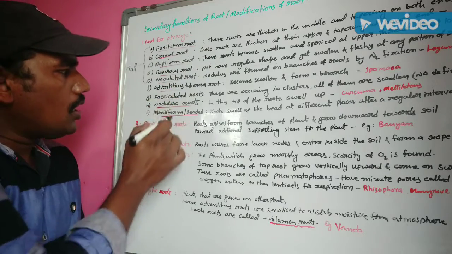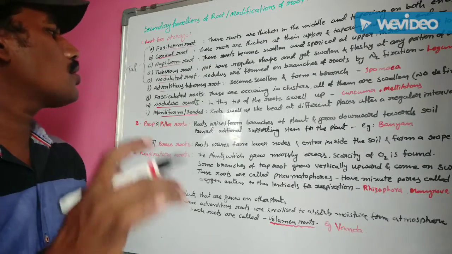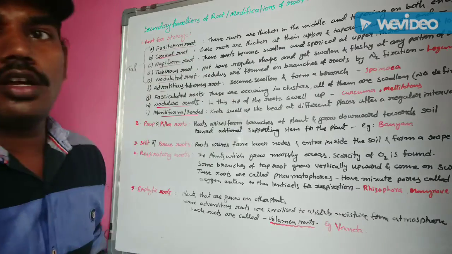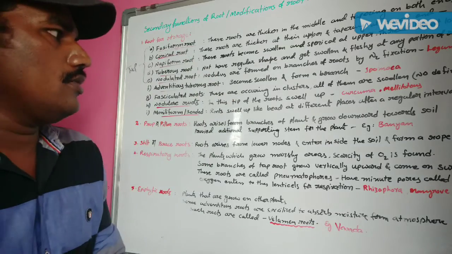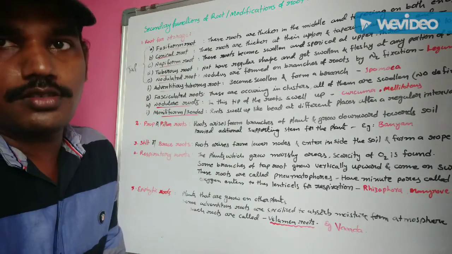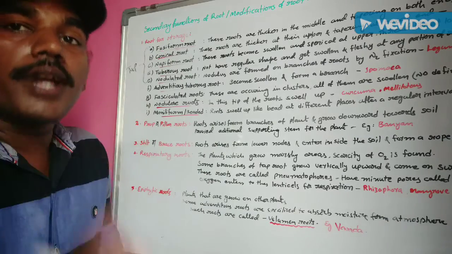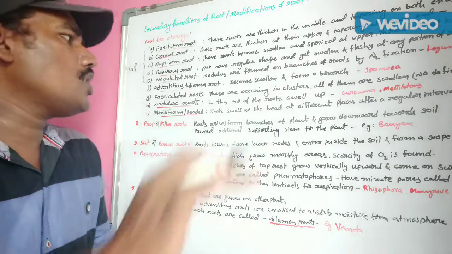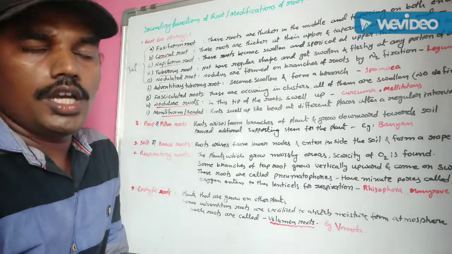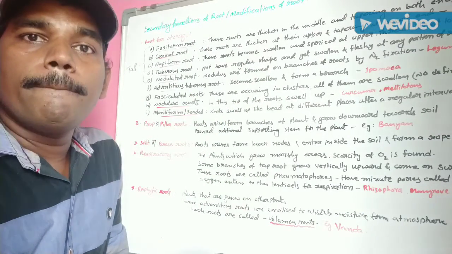Another one: these are adventitious root modifications. Adventitious storage root modifications include adventitious tuberous root. These roots become swollen and also show branches. This type of root is known as adventitious tuberous root. The best example is Ipomoea batatas.